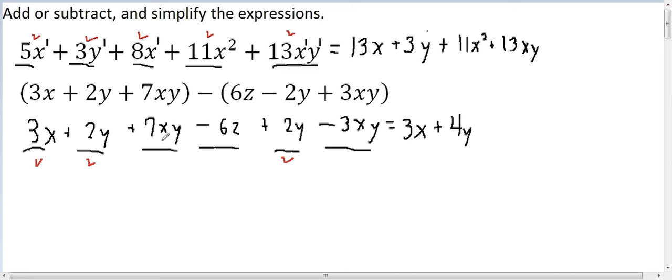Next we have 7xy. This doesn't have xy, this term does. So the variables match up, x and y, and both of the variables have an exponent of 1. So they match up, so we can combine them together. 7 minus 3 is equal to 4. So we get 4xy. And since we only have one term remaining, we can just go ahead and copy that.